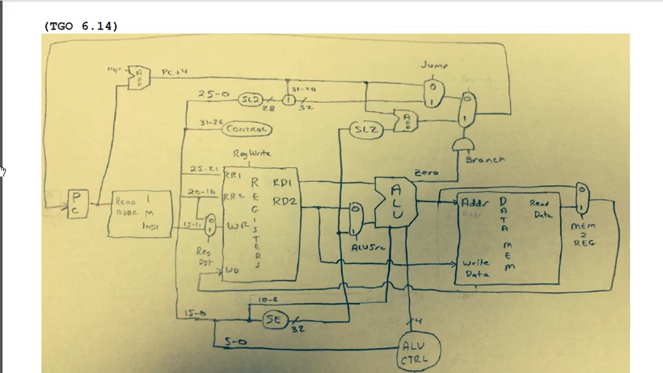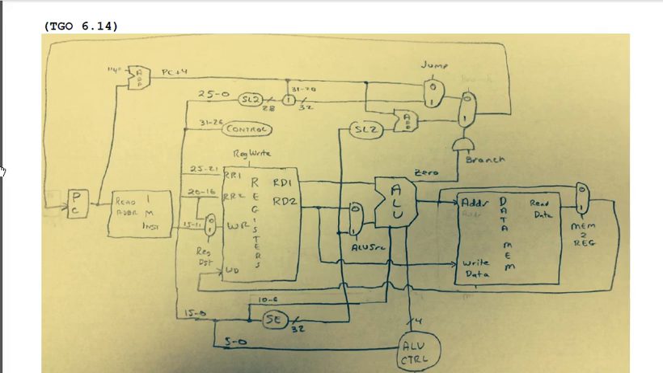In a load word instruction, we decode our instruction and it goes to the controller. First thing it does is say, do we want to reg-write? It's going to be 1. Register destination: I want to write to the value of bits 20 to 16. So that means register destination is going to be 0.